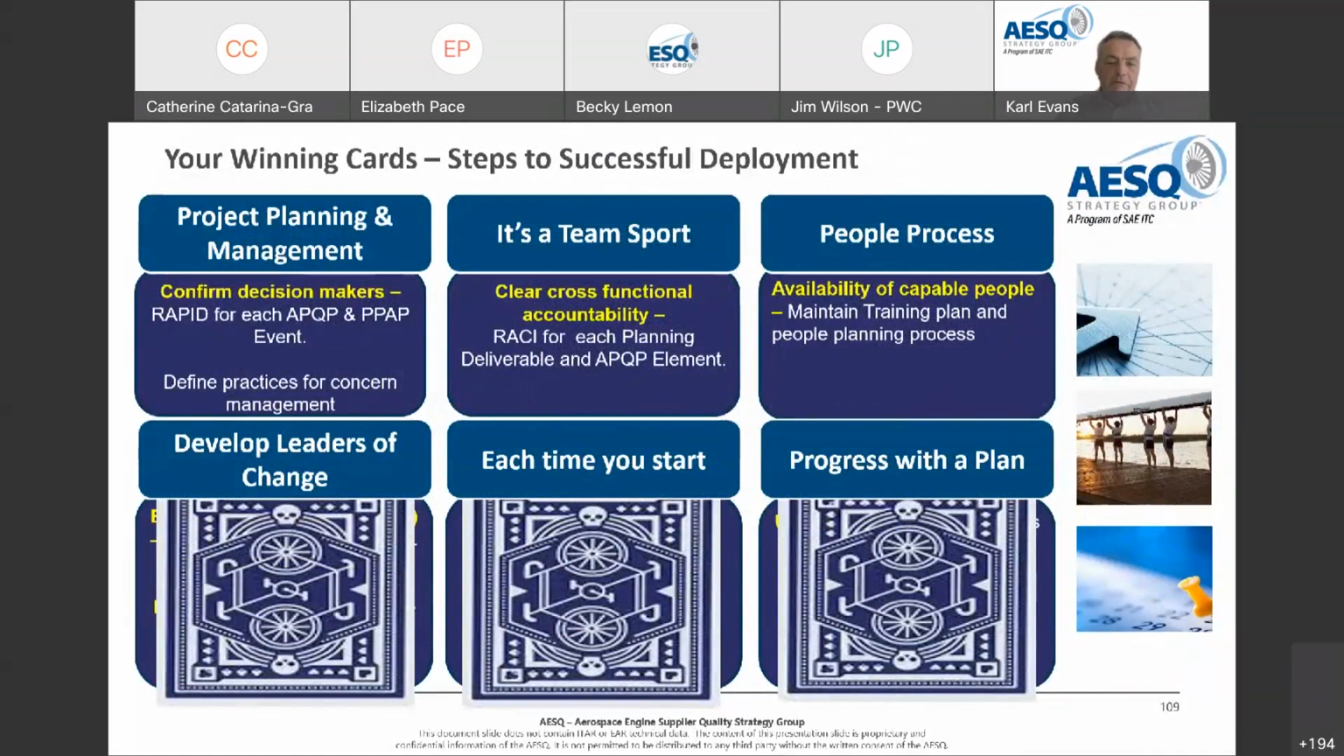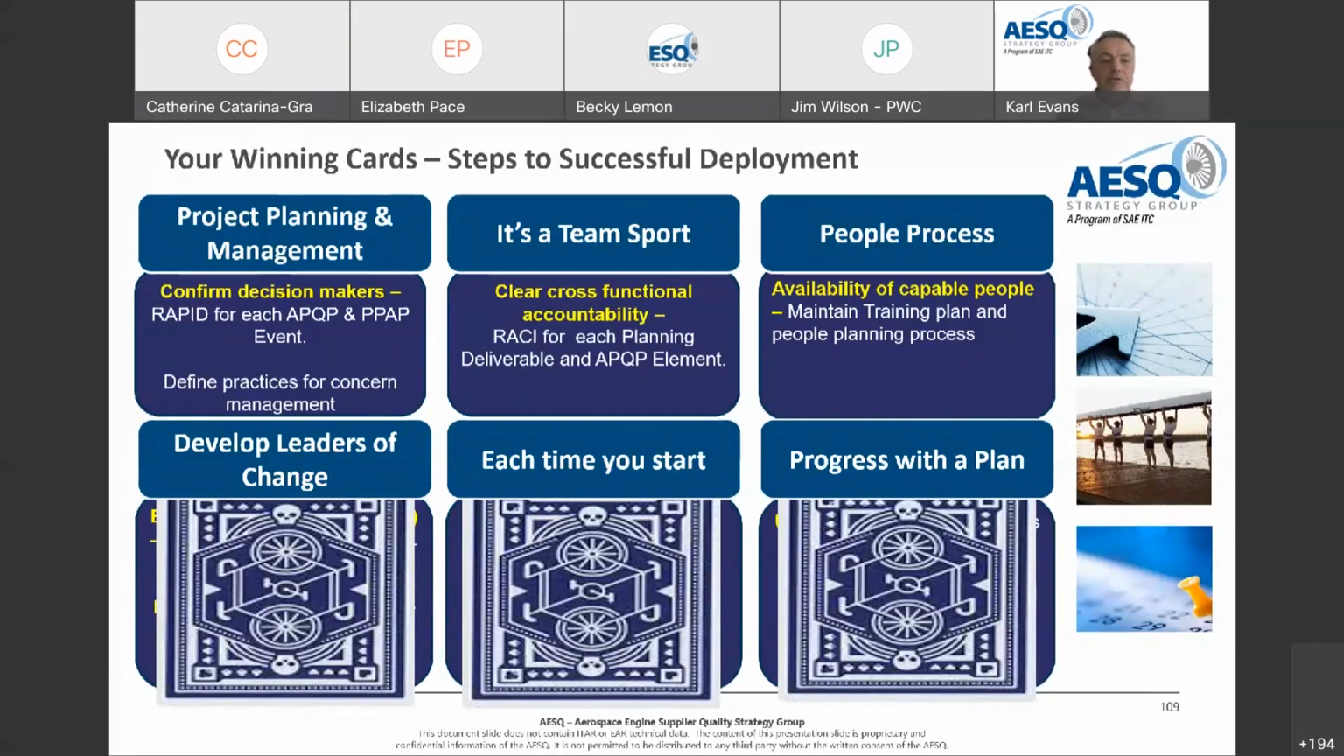Number 1, and when I've revealed the last set of cards, what I recommend you do is take a screenshot, print it off afterwards and write some notes straight away about how you can enable these in your own businesses. So number 1, your project planning and management process. Do 2 things. Number 1, look at the events in APQP and construct a RAPID for them. In other words, make it clear who is the decider on the success at each of those events. You can see events as milestones. And then define what practices you want to put in place around concern management. What I mean by that is when things aren't successful, how are you going to manage it? So if an event isn't successful, how are you going to manage that concern?